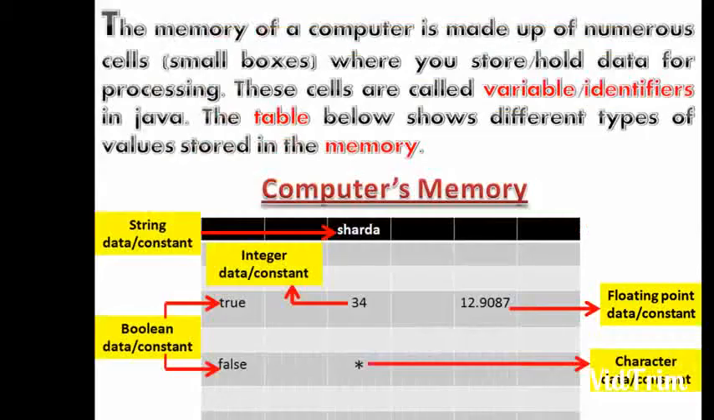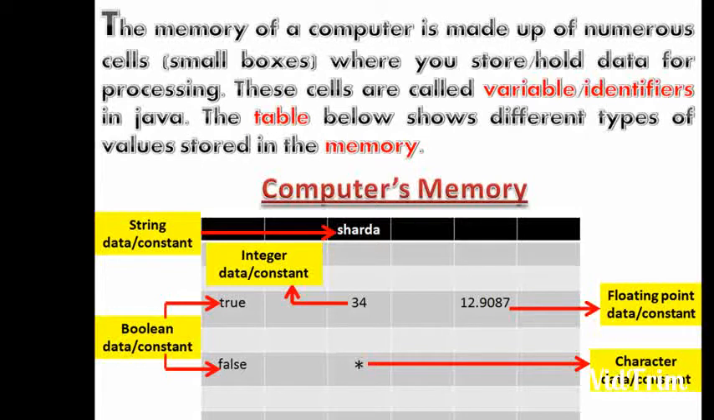The memory of a computer is made up of numerous cells or small boxes where you store data or hold data for processing. These cells are called variables or identifiers in Java. The table below shows different types of values stored in the memory.